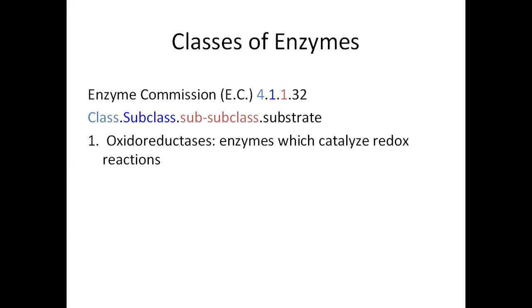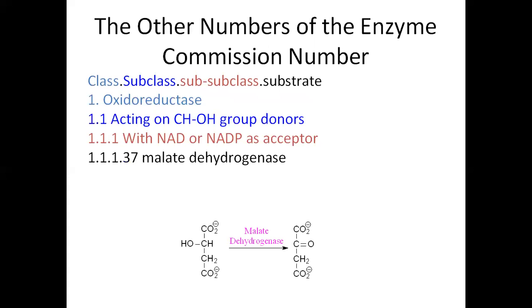The first class of enzymes are called oxidoreductases, which are enzymes that catalyze redox reactions. To walk through one example in detail, the subclass of the example I have chosen acts upon a CH-OH group, which is the second carbon from the top of the molecule in this example. The subclass tells us that a molecule of either NAD or NADP is required as an electron acceptor for this enzyme. And finally, the substrate tells us which molecule it is that is acted upon by this oxidoreductase.